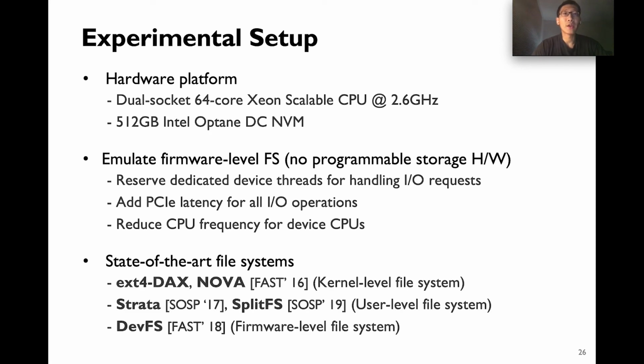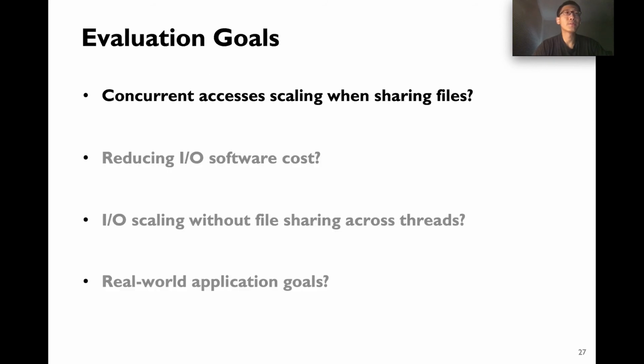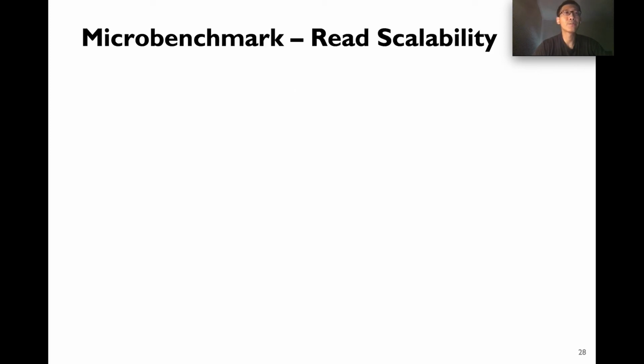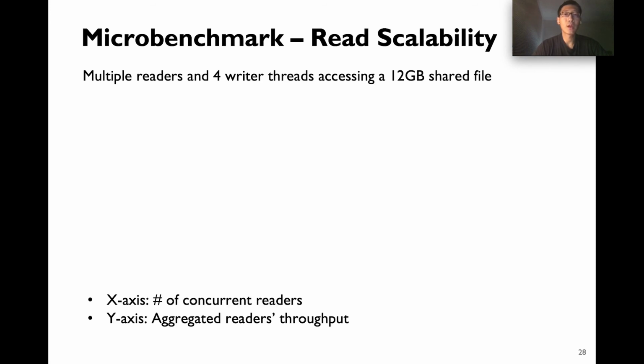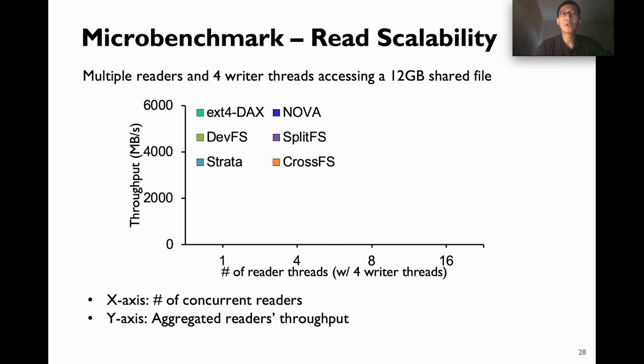We compare CrossFS with state-of-the-art kernel-FS, ext4dax and Nova, user-FS, Strata and Split-FS, and firmware-FS, dev-FS. Our first evaluation goal is whether CrossFS could achieve concurrent access scaling when sharing files. We developed a microbenchmark with multiple reader and four writer threads randomly accessing a 12 GB shared file. The x-axis shows the number of reader threads, and the y-axis shows aggregate reader throughput.